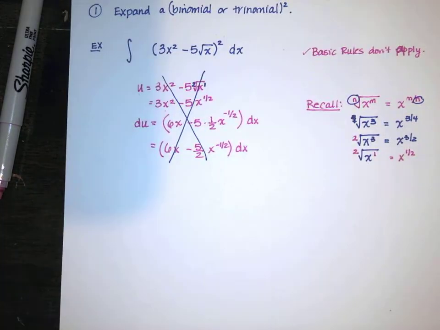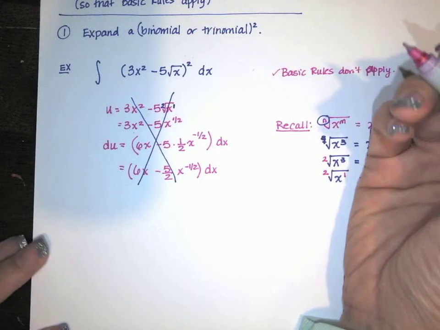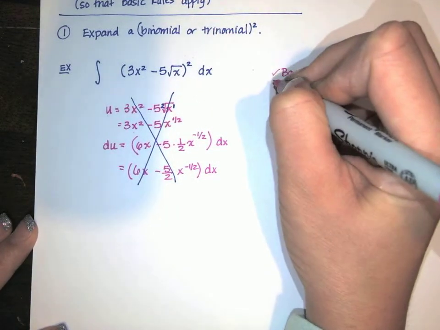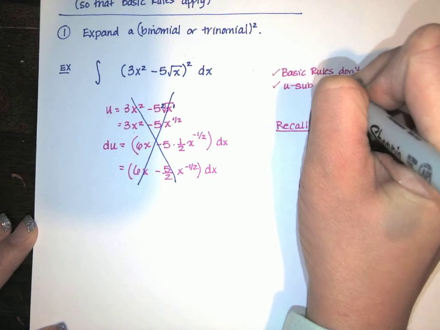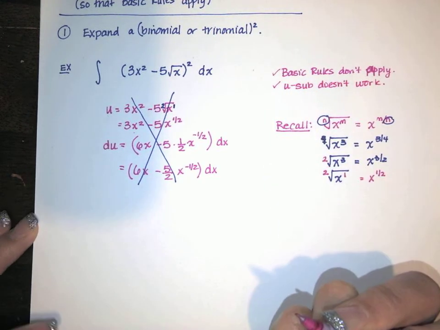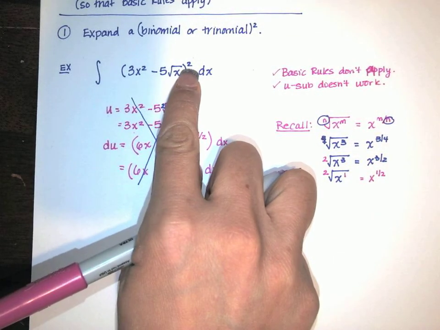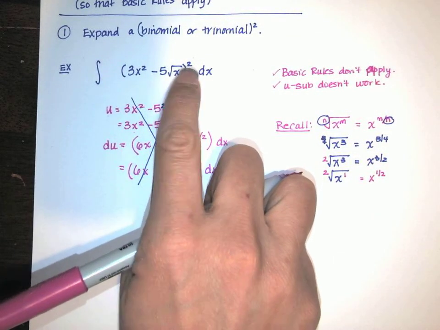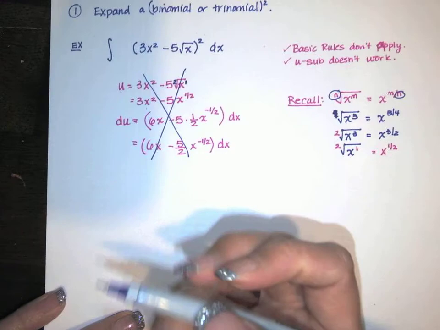Okay, so that's when our 9 techniques come in, excuse me. So our basic rules don't apply. U sub doesn't work. Then I go to my 9 techniques. The first of my 9 techniques says, if you've got a binomial or a trinomial and it's squared and a u sub doesn't work, just square it. And then after you square it, use your basic rules. And that will work in this case.